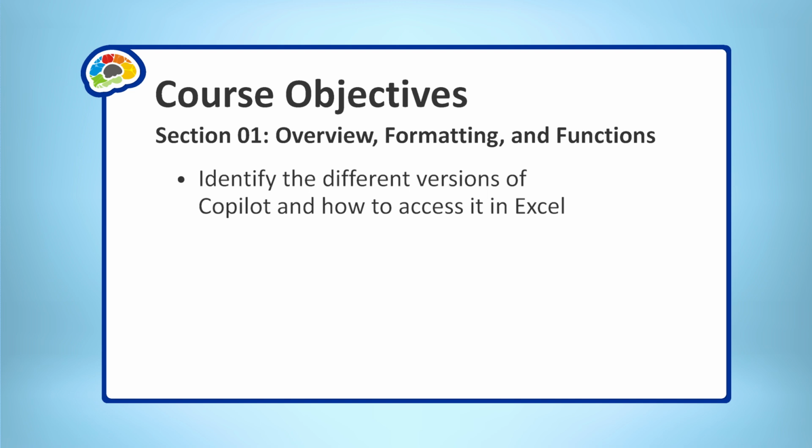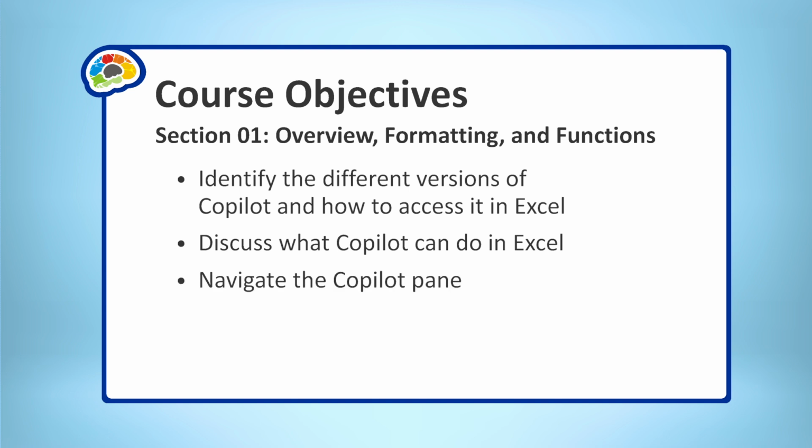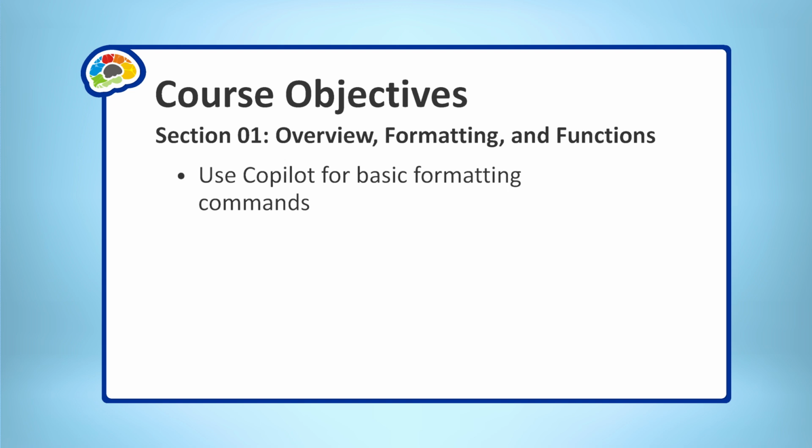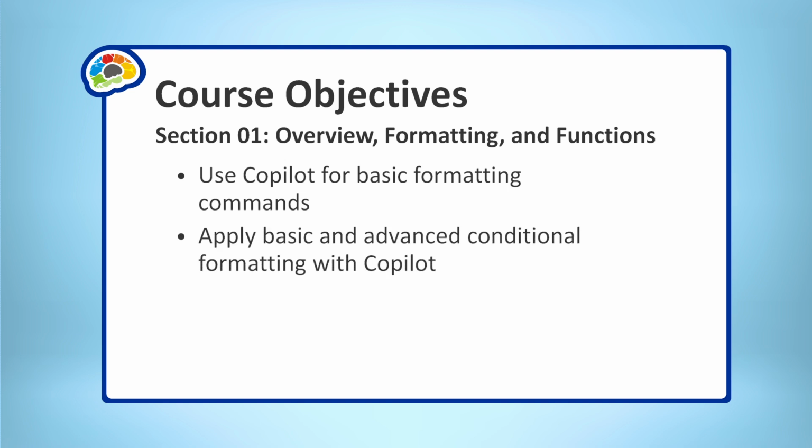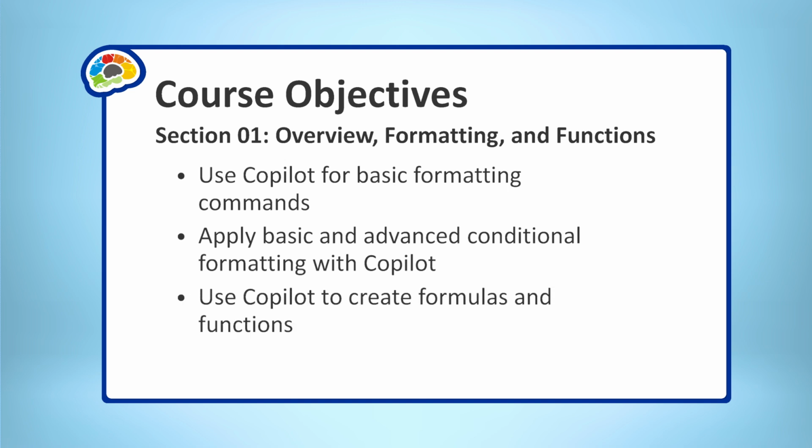We'll start by identifying the different versions of Copilot and how to access it in Excel. We'll discuss what Copilot can do in Excel and navigate the Copilot pane. Then we'll use Copilot for basic formatting commands and apply basic and advanced conditional formatting with Copilot. We'll use Copilot to create formulas and functions and identify formula errors.